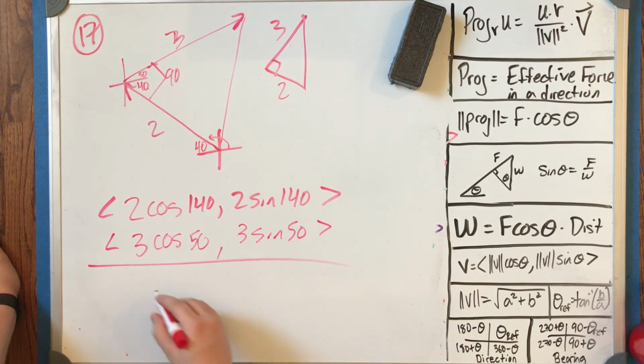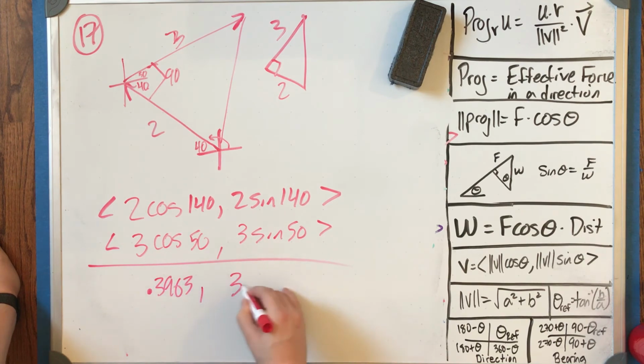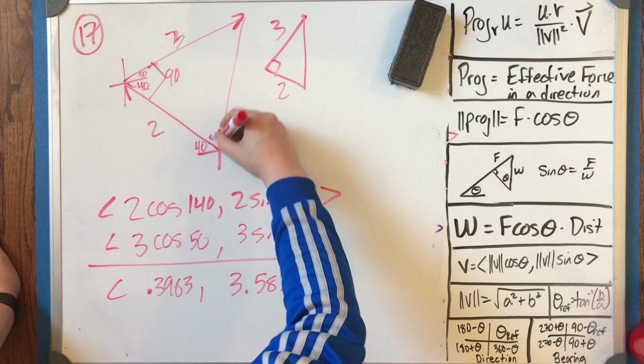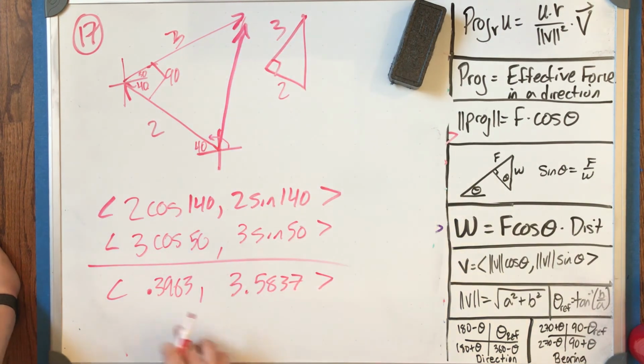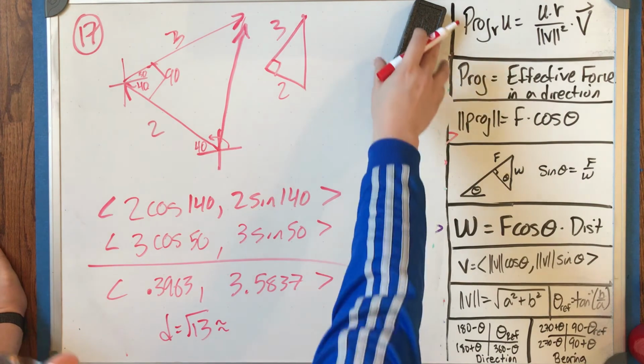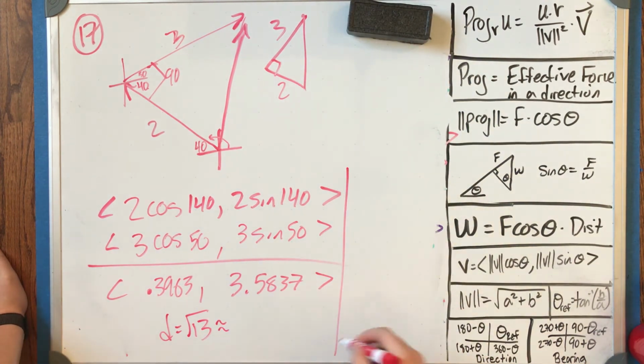If I add these together, I'm going to get 0.3963 and 3.5837. So that is going to be what this vector would be. And if I did a squared plus b squared, I will get, I don't know, I didn't write it down, I only wrote down the exact answer. It's going to be whatever this is as a decimal. We need to find the bearing.